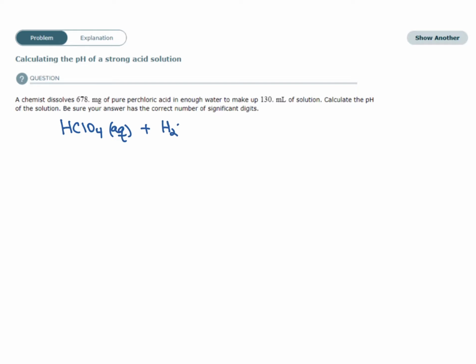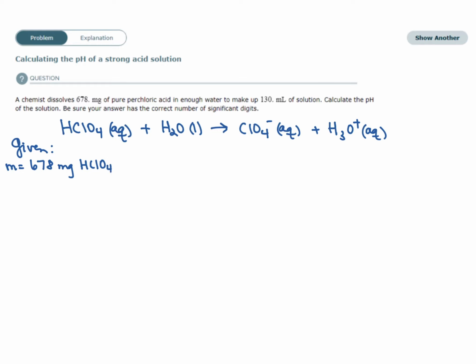HClO4 plus water will yield ClO4 minus plus H3O plus. Make sure the equation is balanced, and it is, so we continue with our given. We have the mass of HClO4, 678 milligrams. We have the volume of our solution, which is given to us in milliliters. I'm going to go ahead and convert that to liters. And we're asked about the pH. Remember, pH is the negative log of the concentration of H3O+.